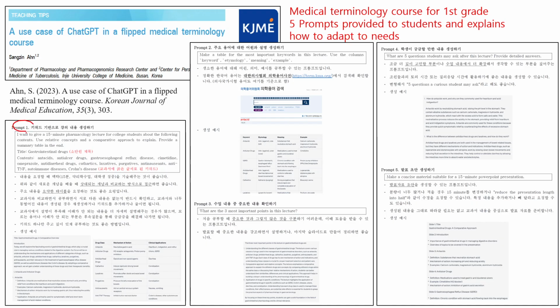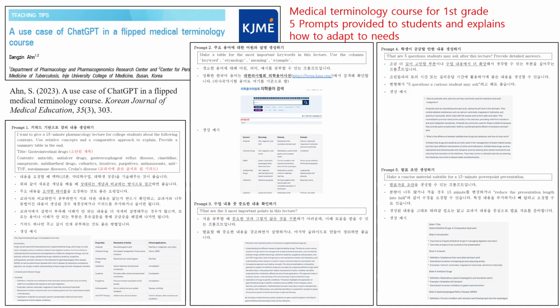The first prompt is about generating some study material. The second prompt is about studying the etymology of these medical terminology. And the third prompt is, what are the 3 most important points in this lecture? So these first grade students, they usually have a very hard time determining what is important and what is not. So I think this kind of prompt can help the students throughout their 6 years of study.